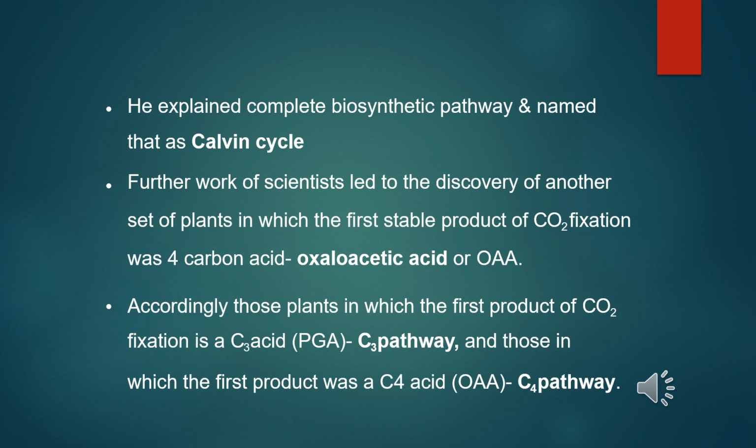Further work of scientists led to the discovery of another setup of plants in which the first stable product of carbon dioxide fixation was a 4-carbon acid, that is oxaloacetic acid, commonly called OAA. So those plants in which the first product of carbon dioxide fixation is a C3 acid, that is phosphoglyceric acid, are called C3 pathways, and those in which the first product was a C4 acid, that is oxaloacetic acid, are called having C4 pathways.